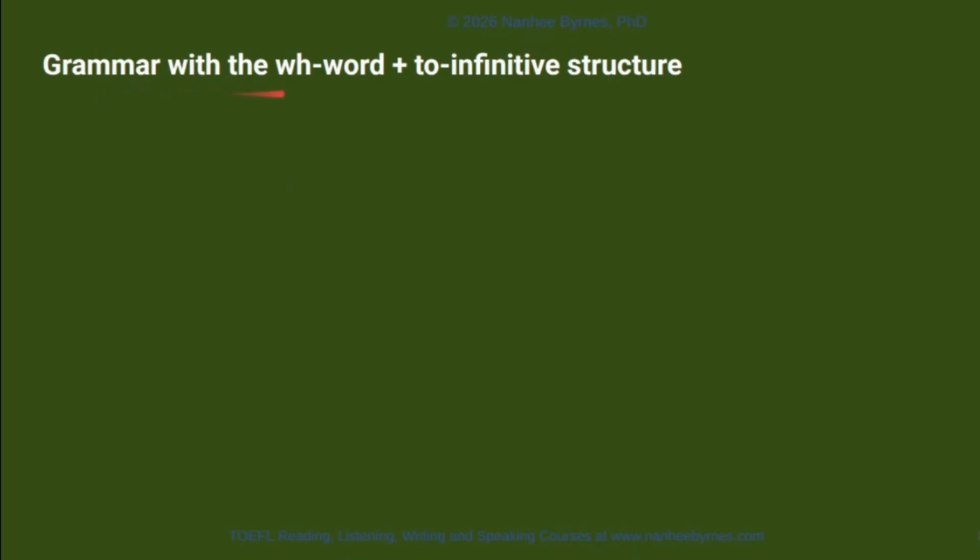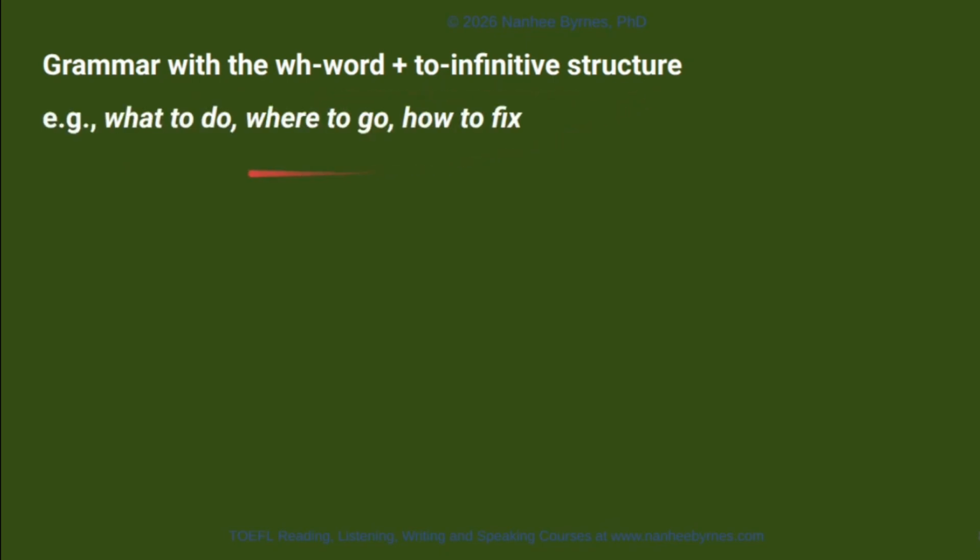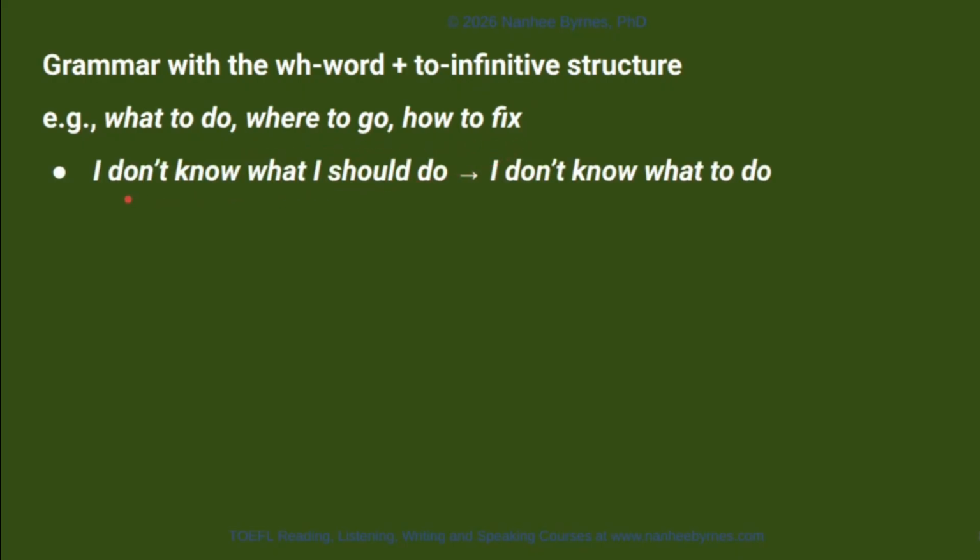The WH word plus to infinitive structure. For example, what to do, where to go, how to fix. This structure is a concise way to form indirect questions or instructions. Think of it as replacing longer clauses.